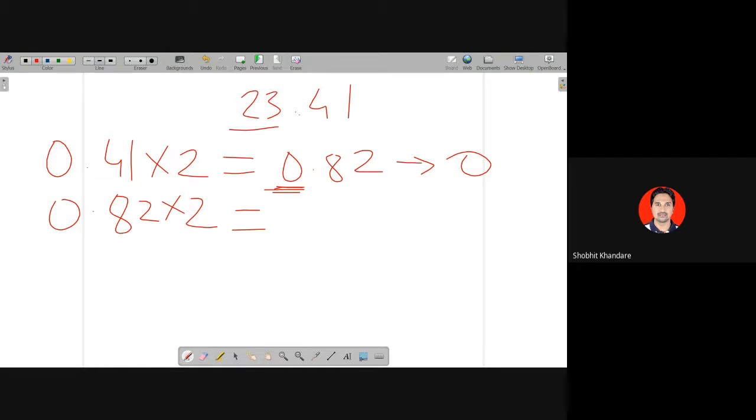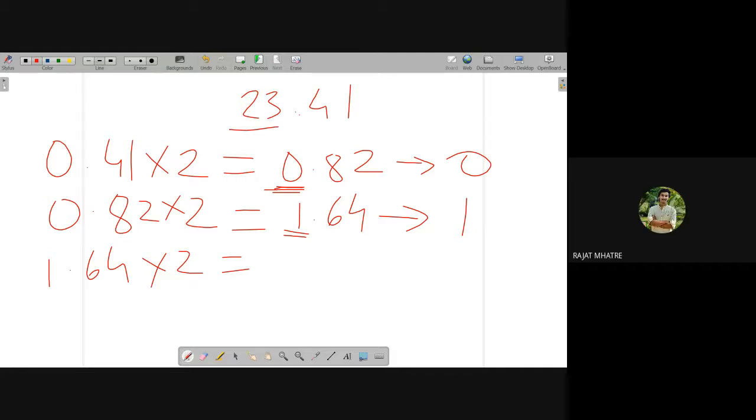1.64. Yes, 1.64. I am interested in the integer. Write down 1. 1.64 into 2. So 3.28.